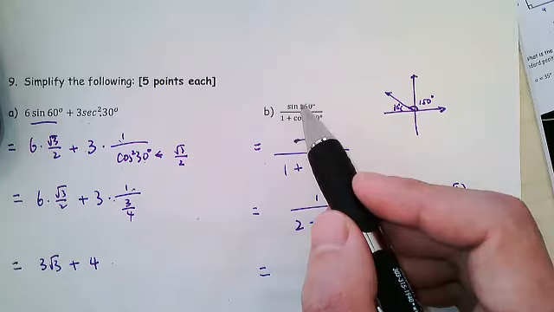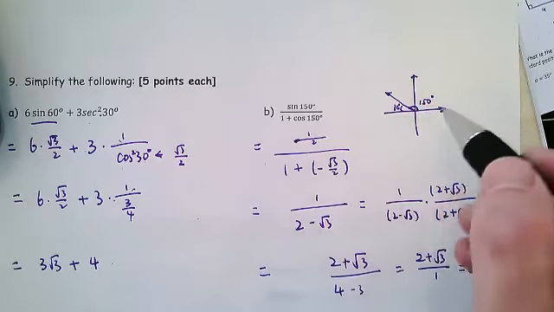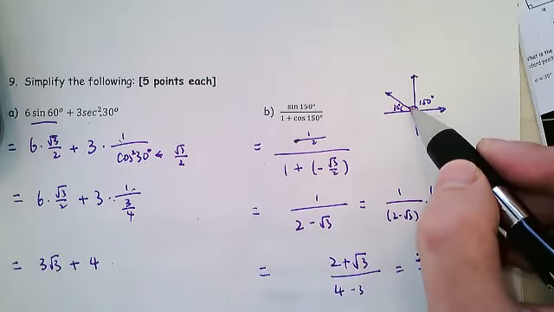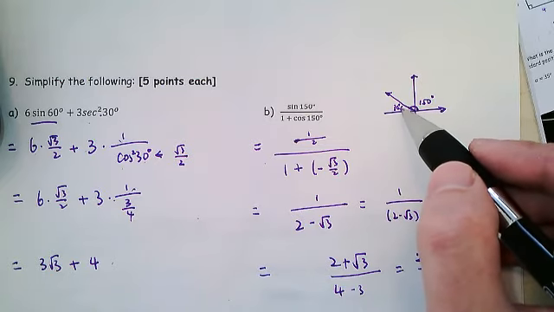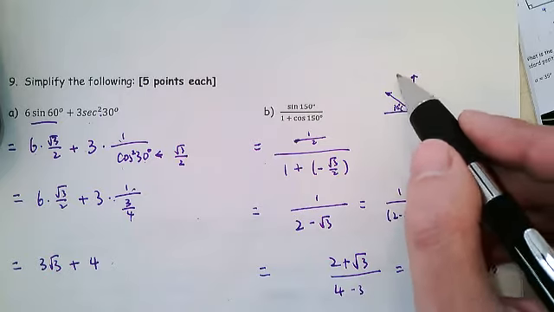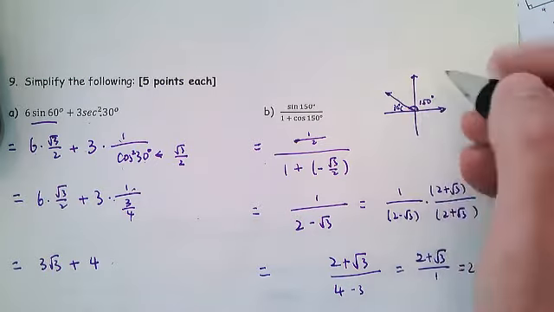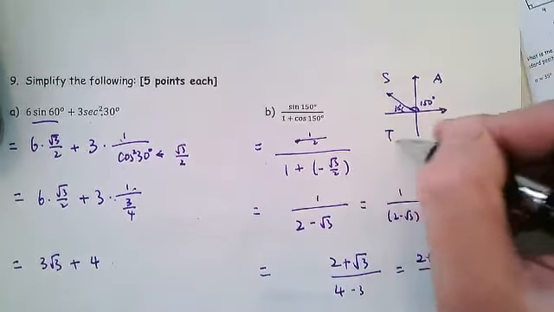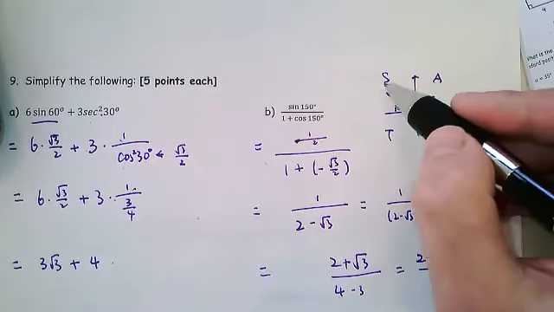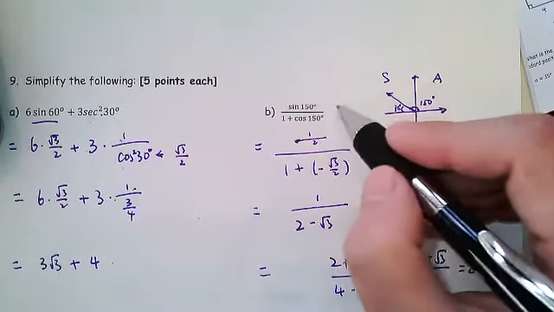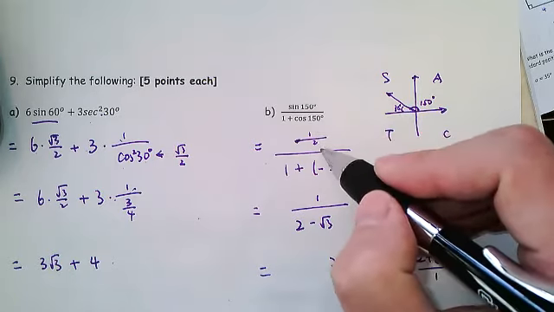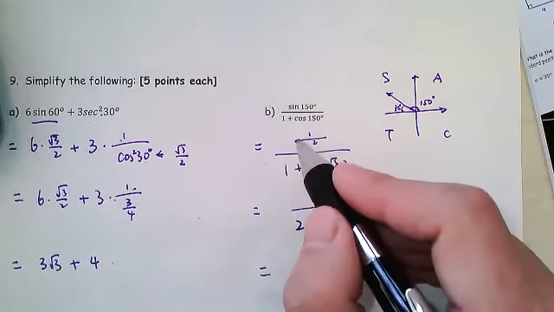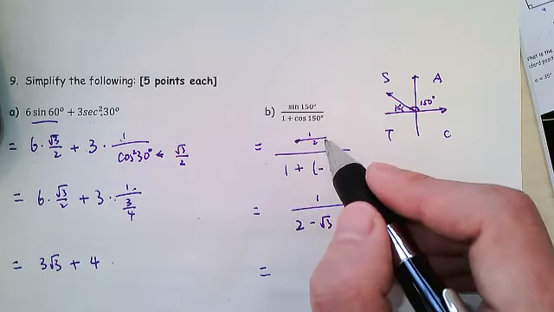Question B, sine 150. First of all, find where the 150 is on the coordinates. Notice the reference angle is 30 degrees. On this side, the ASTC rule also holds. Sine is positive. So sine 150 is just sine 30 degrees, which is 1 over 2. I apologize, this horizontal line is too long.